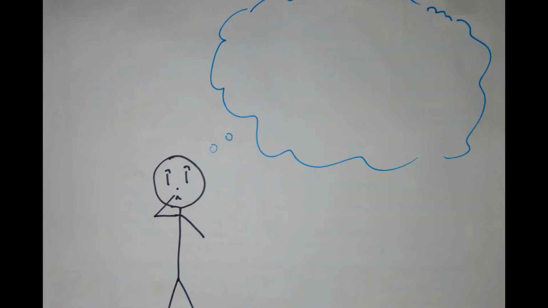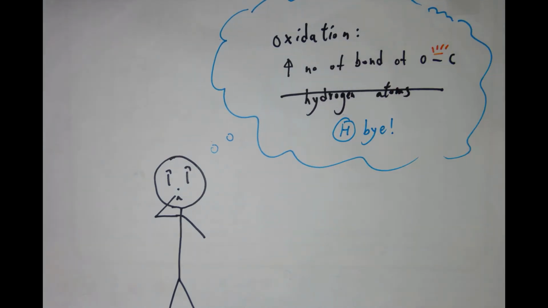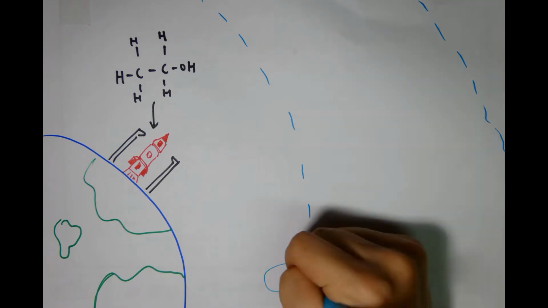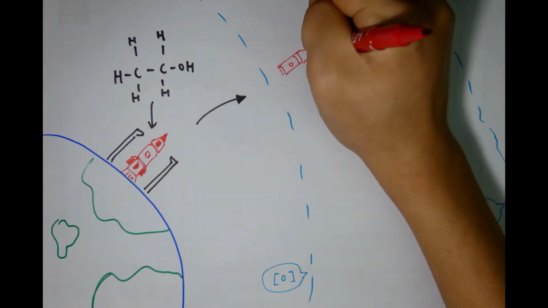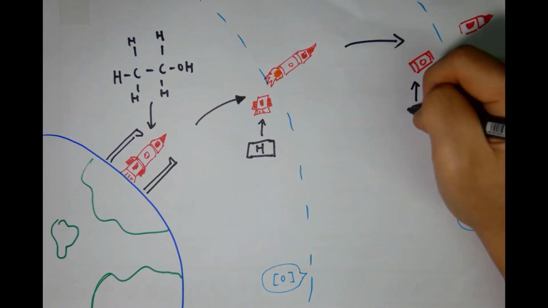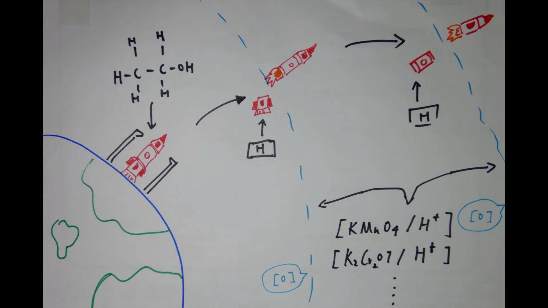Now, let's take a look at the oxidation of alcohols. We have learned that oxidation is increasing the number of bonds of oxygen atoms and removing hydrogen atoms. In primary alcohols, there are 2 hydrogen atoms that can be removed around the functional group attached carbon atom. So, primary alcohols will undergo oxidation 2 times when they face oxidizing agents such as acidified potassium dichromate, acidified potassium permanganate, and so on.